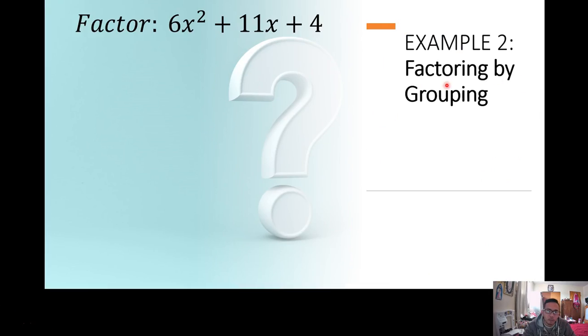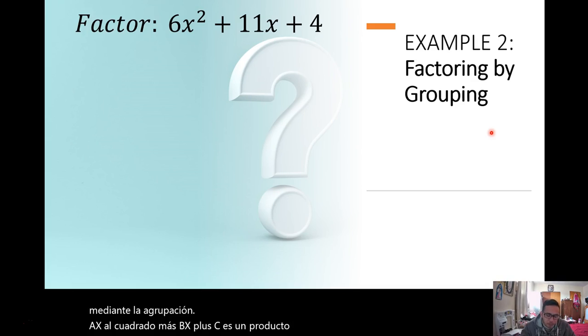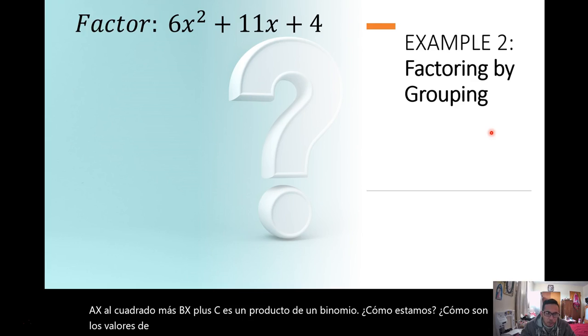Now, in this example, example number 2, is another way to factor. So we're going to factor by grouping. If ax squared plus bx plus c is a product of a binomial, how are the values of a, b, and c related? So we are going to consider this example that we have here.